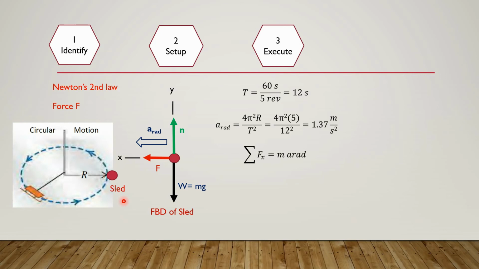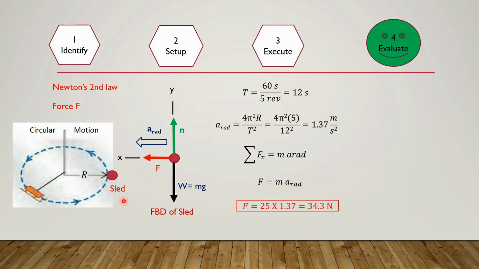Sigma Fx is equal to m a radial. Sigma Fx means the sum of all the forces along the x-axis, and the single force acting along the x-axis is the radial force F. So F is equal to m a radial. We know that the mass is 25 kg, and we have calculated the radial acceleration as 1.37. By putting the values of m and radial acceleration, we get the force exerted by the rope on the sled as 34.3 Newton.